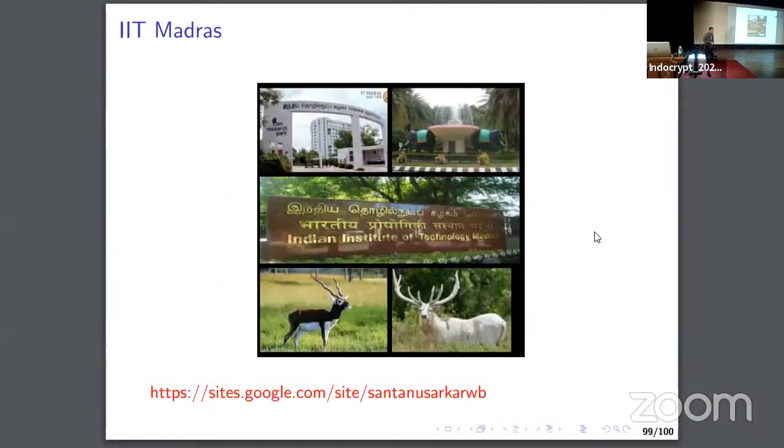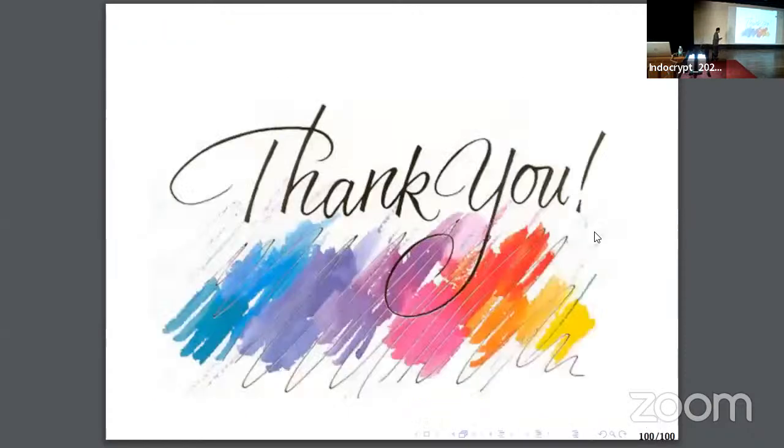And I'm from IIT Madras. All are welcome to come here. We have a beautiful campus. You can see many birds. Please come, and we now have many cryptographers. I am from that department. We have cryptographers in the computer science department. So I hope that we can have some joint collaboration. All my information is given here. Yeah, thanks.